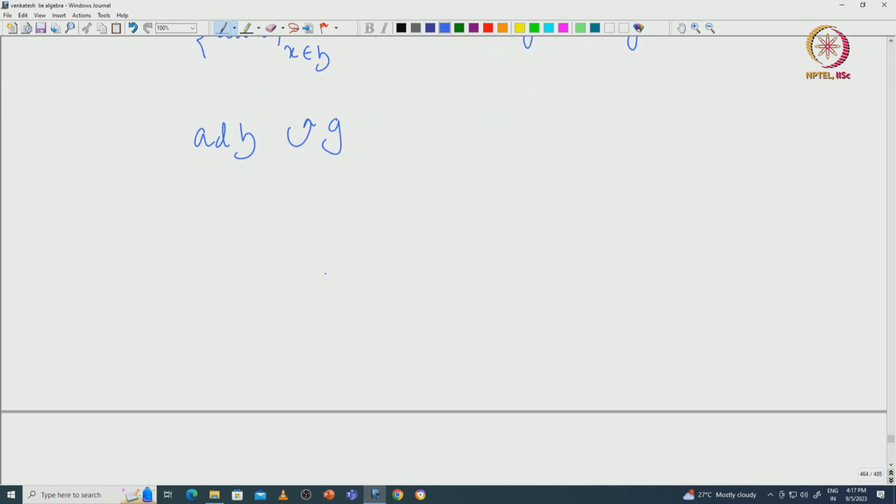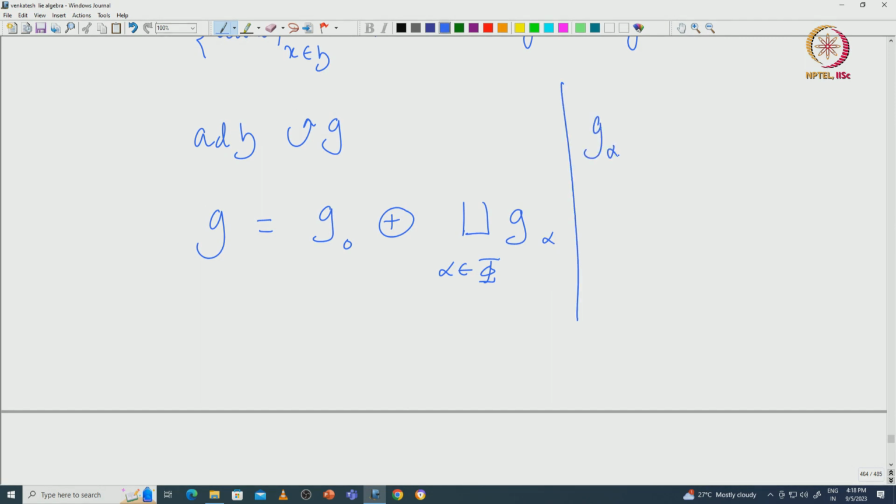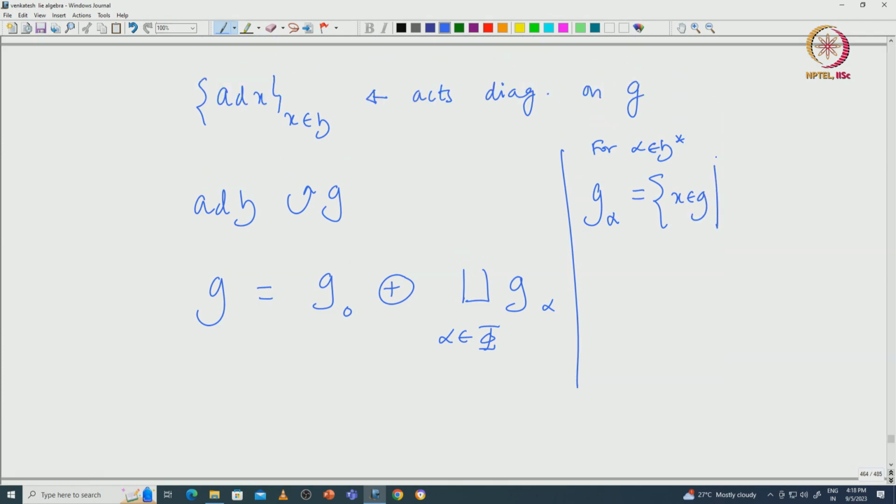So, G can be written as follows. G you can write as some G naught direct sum G alpha, where alpha comes from some subset phi. What is this G alpha? For alpha given in H star, G alpha is defined to be those x in G such that when you act H on this x, this is the adjoint action, that means the bracket [H, x], that must be given by alpha of H times x for all H in H.